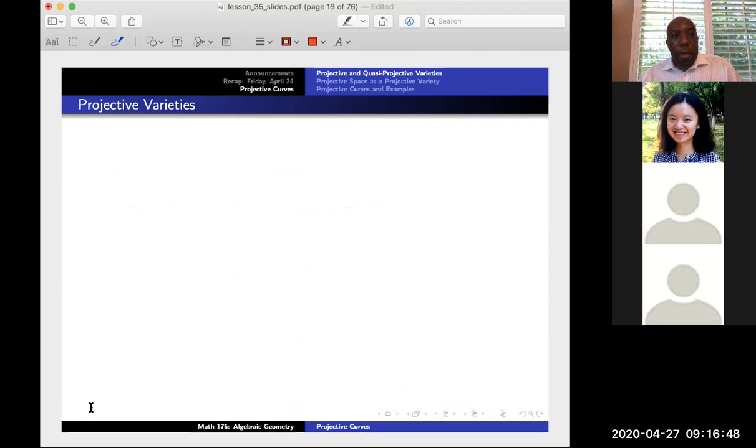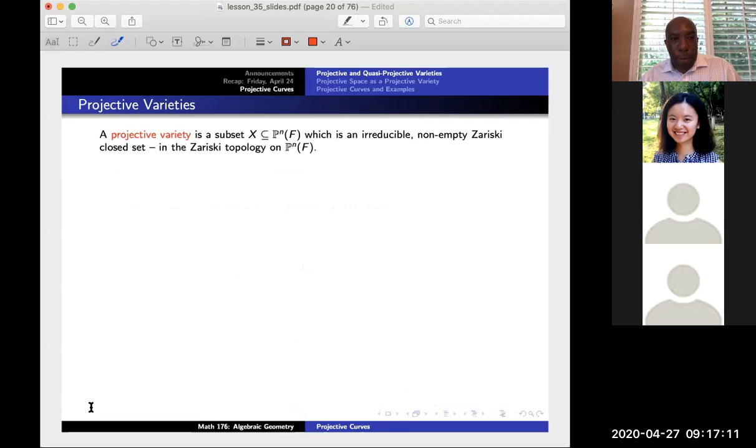Okay. So last time we started to get into definitions of projective varieties. And what I want to do now is repeat what we did before, since I know that was a lot of information and a lot of theorems. Then I want to spend the rest of the time today going over example after example, because this idea of projective varieties can be a really strange concept when you see it for the first time. So remember, in very simple terms, a projective variety is a subset that is irreducible, non-empty, and Zariski closed. That's just what a projective variety means.